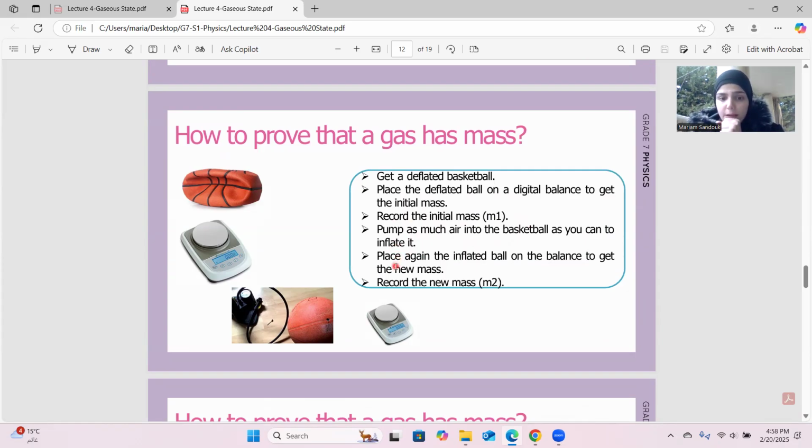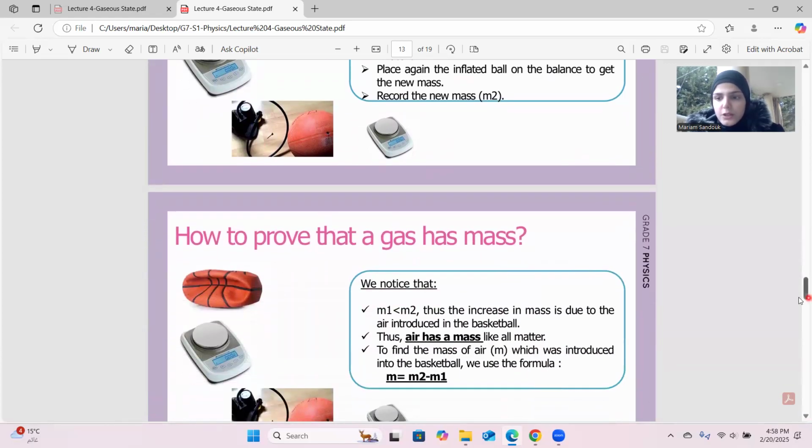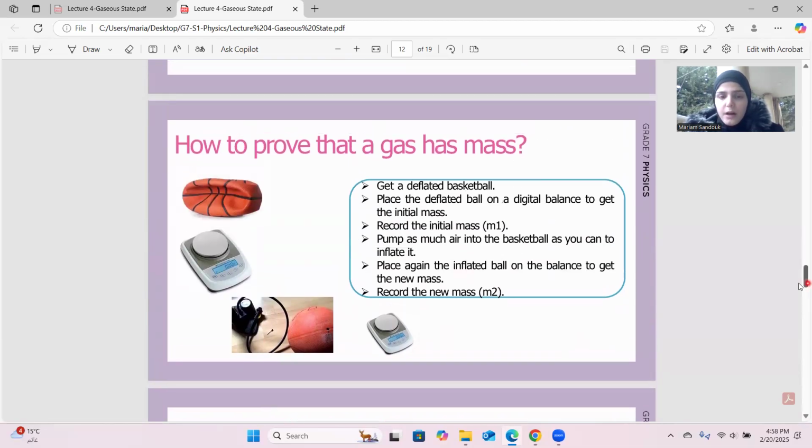Then we must place the inflated ball on the balance again to get the new mass. So I put this inflated ball on the balance again to get its mass, which is M2. So first of all, I get a deflated ball. I measure its mass using the digital balance, and I write it. I write M1 is this amount. Then I inflate the ball, and then I put it again on the digital balance and record the mass M2.